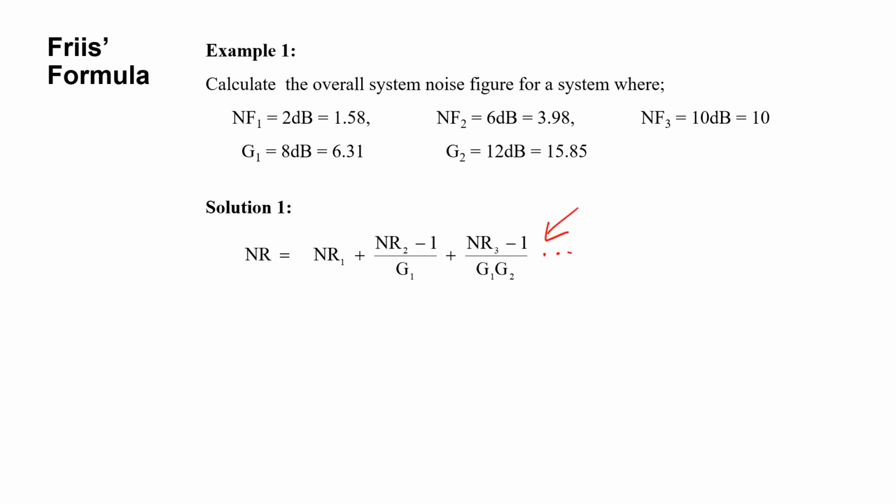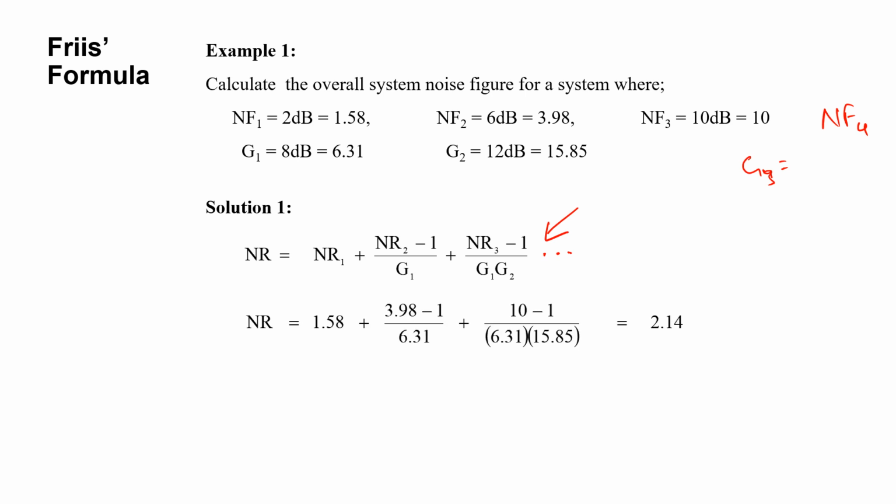It will go even further if we have, imagine if we have an NF4 and a G3, then this equation would have gone further. But now we only have 3 stages, so we only need this form of equation. So the noise ratio is actually 1.58 at the first stage. Then putting the values into the system, we will end up with this result, 2.14.